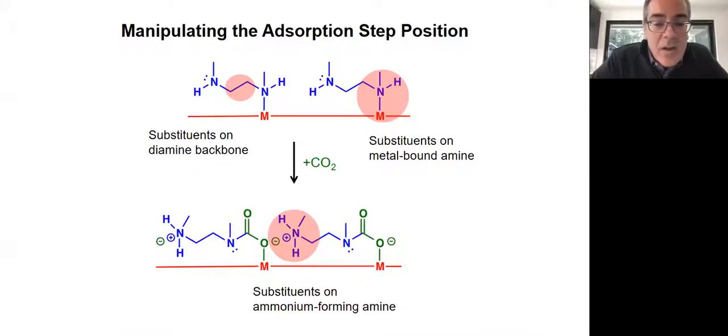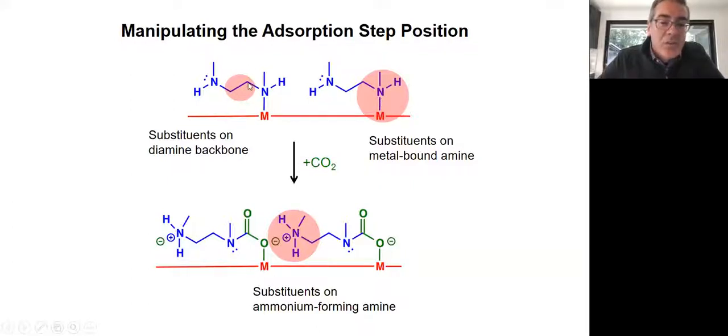So knowing the mechanism of how this material adsorbs carbon dioxide allows us to adjust the adsorption step position and try to optimize the material for a specific CO2 capture application. And the handles we have are, since we're inserting into this metal amine bond, if we change the nature of the amine bound to the metal, we change the thermodynamics of the reaction with CO2, and that will move the adsorption step position.